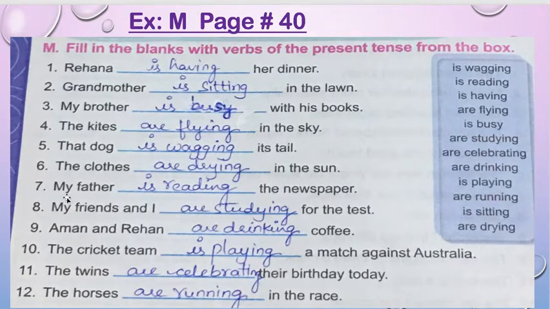Next, seventh one. My father dash the newspaper is reading. So my father is the subject here and it is in singular form. So the helping verb is also in singular form, is. And read is the base form of the verb here because the last letter is a consonant. That's why we are adding ing to it. Got it, students? Next, my friends and I dash for the test are studying.